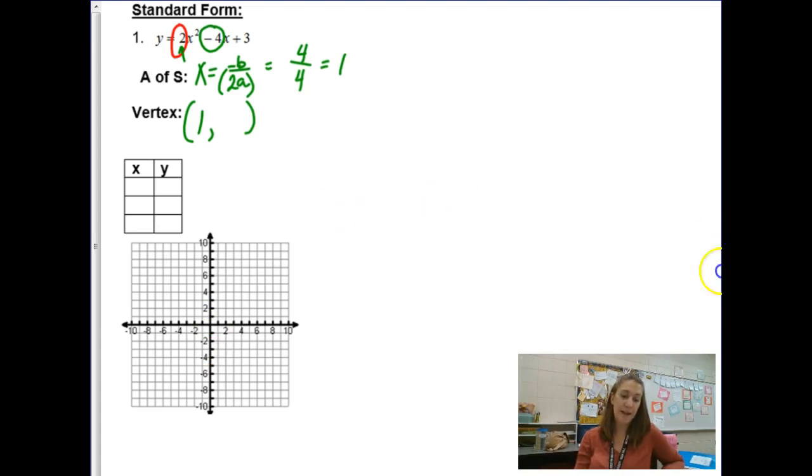Because that is my axis of symmetry, I'm going to go ahead and take a highlighter and mark up x equals 1, so I have a visual boundary for the symmetry of my parabola. That's what I really like about quadratic functions, is they're really, really symmetric. Finding this output, though, I have to go back and plug in the 1.